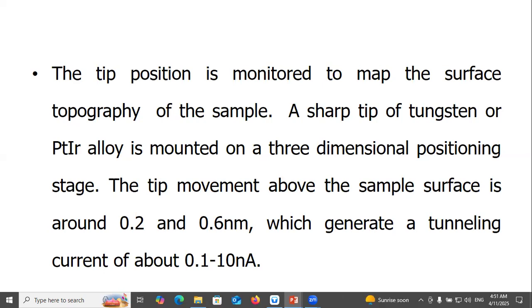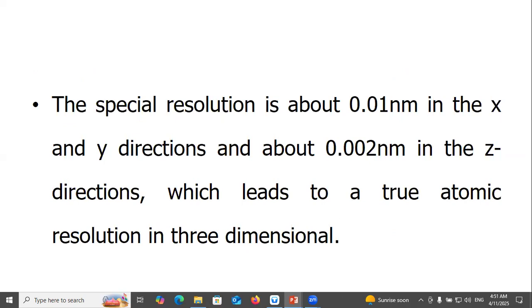A sharp tip of tungsten or platinum iridium alloy is mounted on a three-dimensional positioning stage. The tip movement above the sample surface is around 0.2 to 0.6 nanometer, which generates a tunneling current of about 0.1 to 10 nanoampere. The spatial resolution is about 0.01 nanometer in the X and Y direction and about 0.002 nanometer in the Z direction, which leads to true atomic resolution in three dimensions.